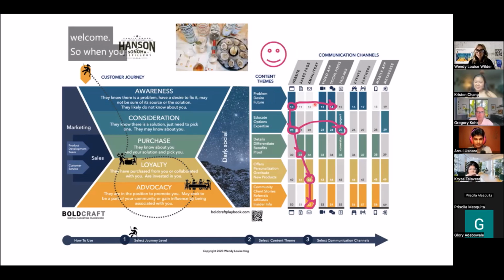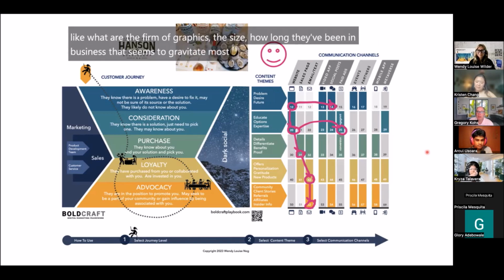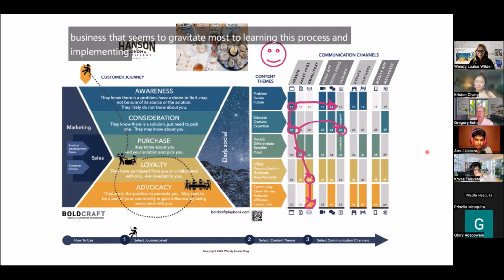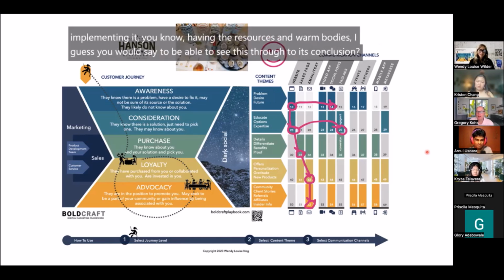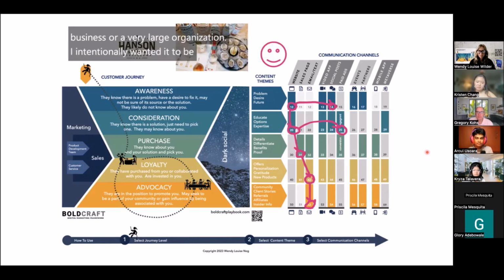Wendy, I'm curious if you can characterize the type of company, like the firmographics, the size, how long they've been in business, that seems to gravitate most to learning this process and implementing it, having the resources and warm bodies, I guess you would say, to be able to see this through to its conclusion. Well, what's really special about this chart is that it works for a one-person business or a very large organization. I intentionally wanted it to be simple and basic that way.